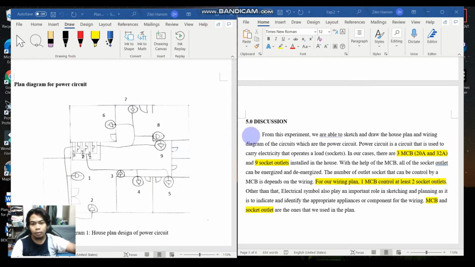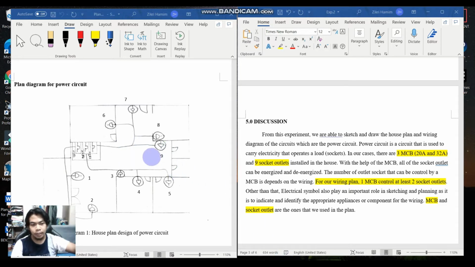Next, we will move to the discussion. From this experiment, we are able to sketch and draw the house plan and wiring diagram of the circuit, which is the power circuit. So here is the plan diagram for our house power circuit. A power circuit is a circuit that is used to carry electricity that operates a load. In our case, the load is the sockets installed in the house.